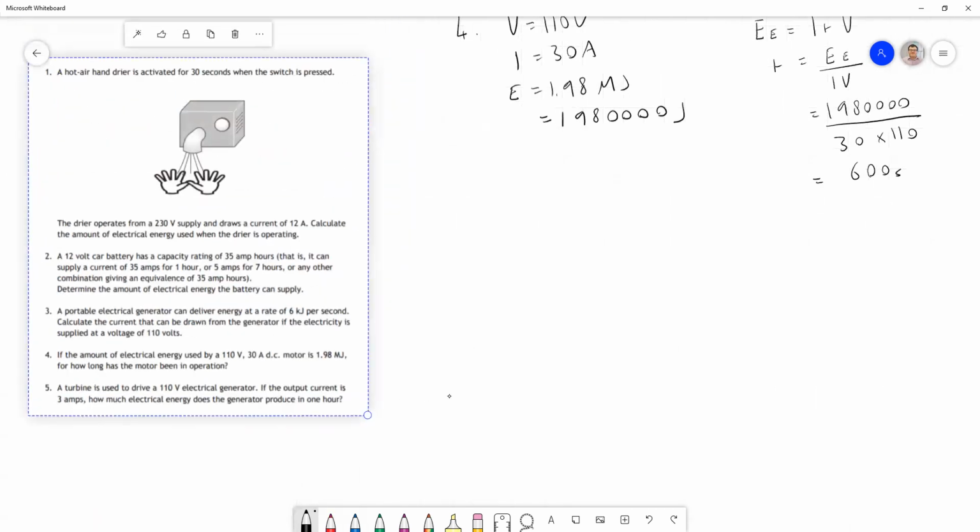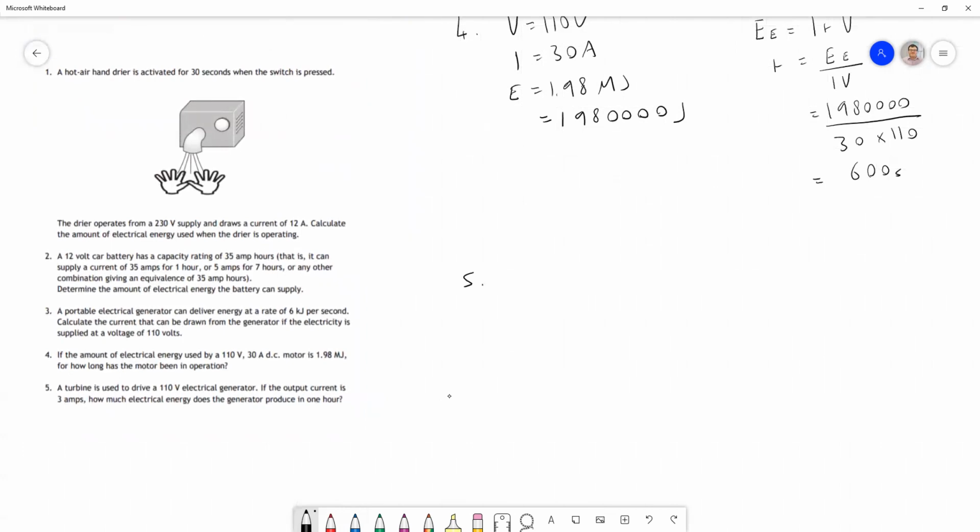And lastly, question 5. Question 5 tells us we have a turbine driving a generator, and its voltage is 110 volts. And output current is 3 amps. How much energy does it produce in 1 hour? So our time is 1 hour, and we've seen already that's 3,600 seconds. So that's going to be our time.